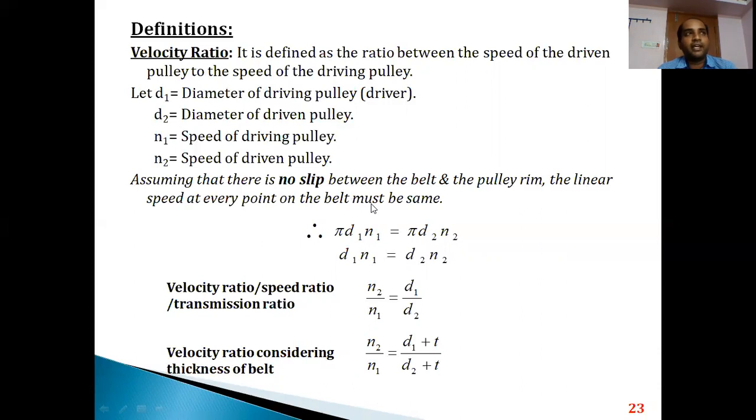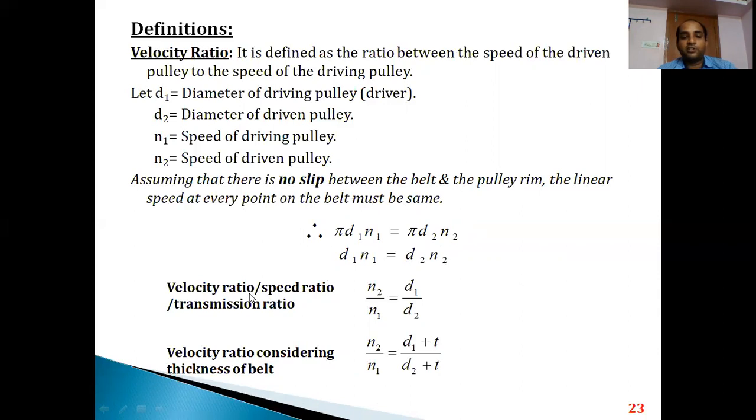So we can write the linear velocity as pi d1 n1 is equal to pi d2 n2. Whether it is the larger pulley or the smaller pulley, the velocity ratio is written in this formula itself: pi d1 n1 is equal to pi d2 n2. Pi is the common term on both sides, so it gets cancelled. We get d1 n1 is equal to d2 n2.